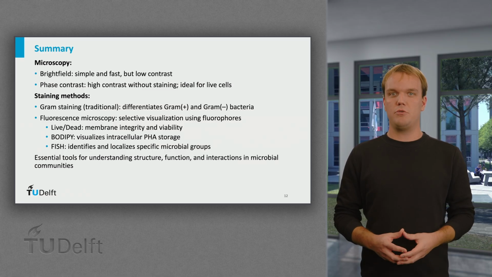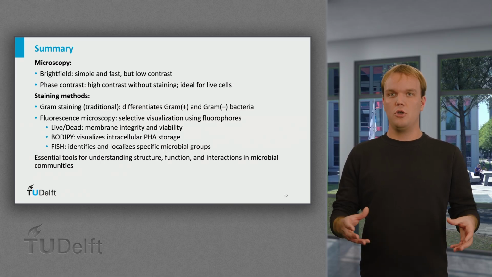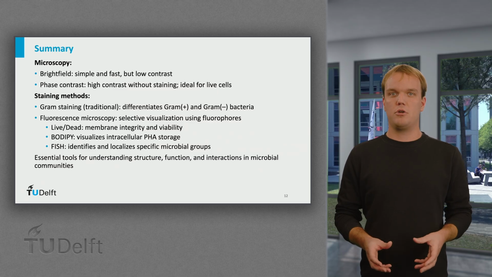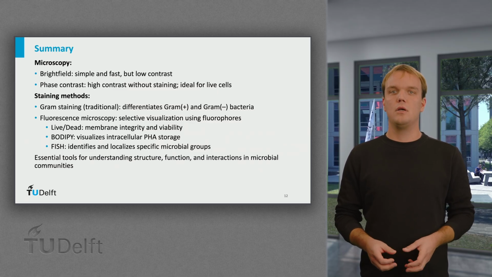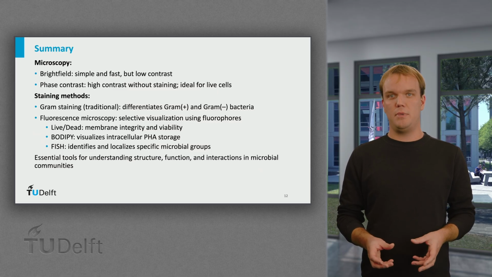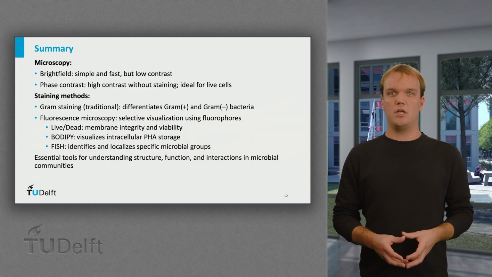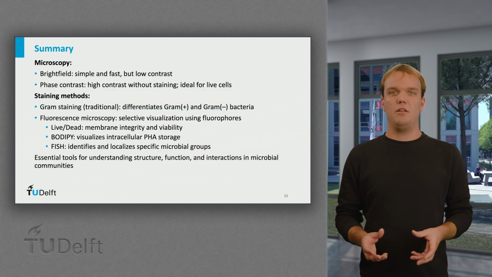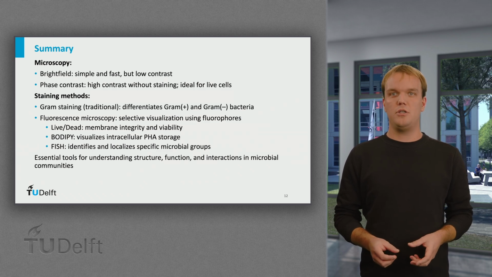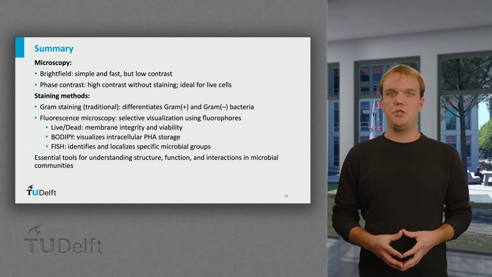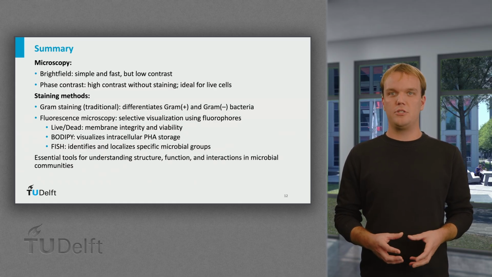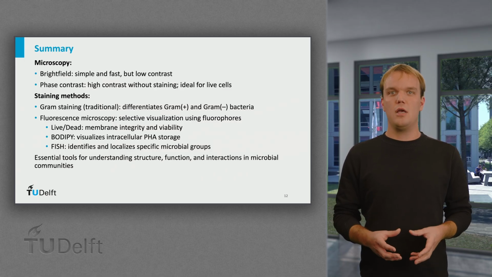Fluorescence microscopy allows us to target specific structures or groups using fluorophores and specialized filter sets. Live dead staining helps us to assess membrane integrity and cell viability. BODIPY staining reveals intracellular PHA storage, and FISH enables precise identification and localization of microbial populations within complex communities. Together, these microscopy and staining methods are essential tools for linking microbial structure to function and for understanding how microbial ecosystems operate.